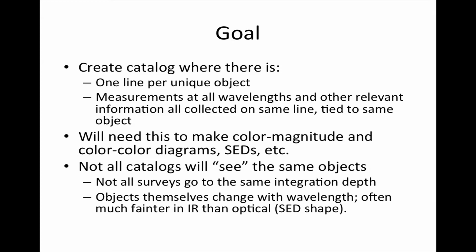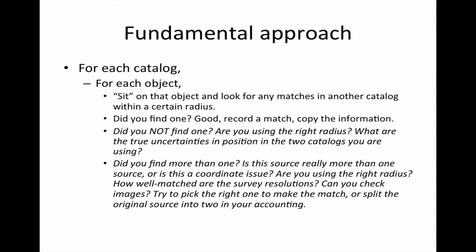And as I keep saying, not all catalogs see the same objects, not all surveys go to the same depth, and the objects themselves are changing with wavelength. So the code that I've written that I'm going to use on your behalf, for each catalog, for each object in the catalog, sits metaphorically on one object and looks for other matches in the other catalogs within a certain radius on the sky.